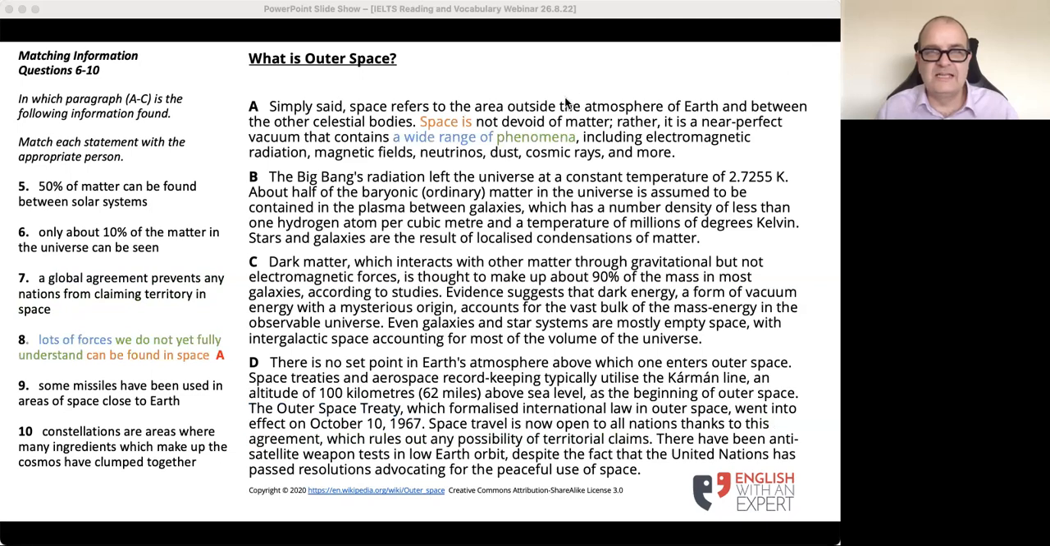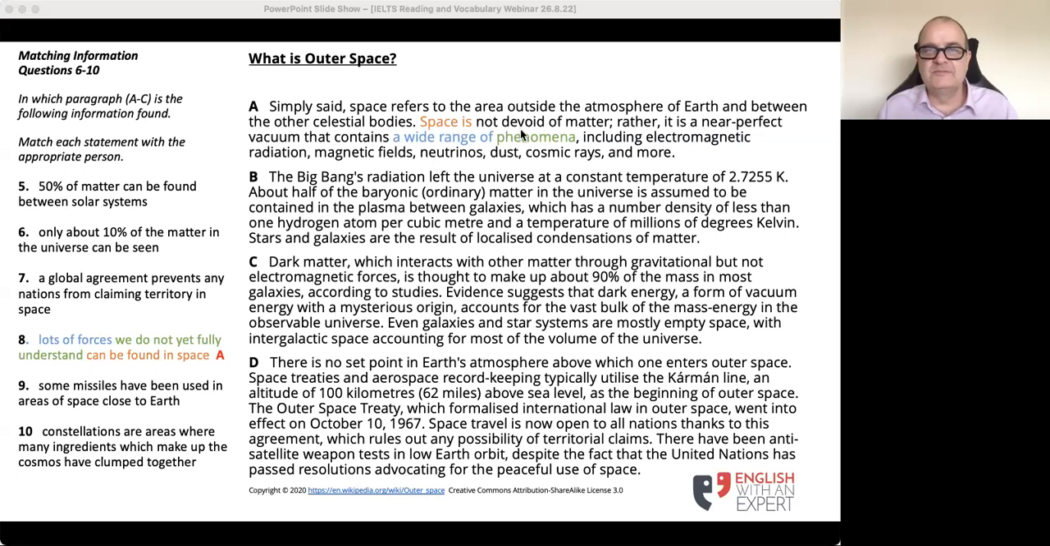It's A. But let's discuss it. Maybe your answer works as well. So let's discuss. I think it's A because it says lots of forces we do not yet fully understand can be found in space.